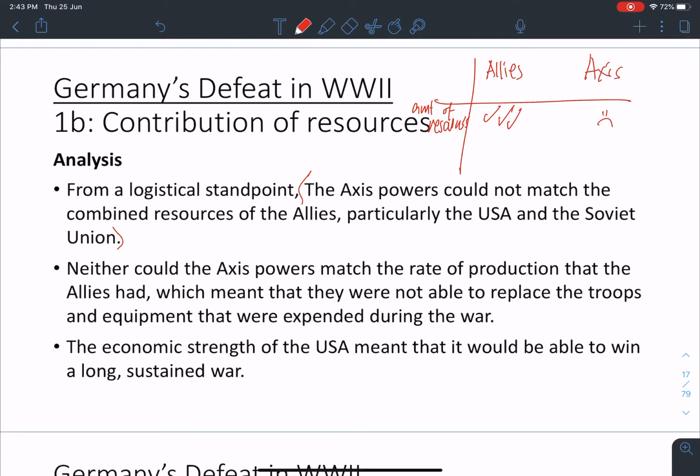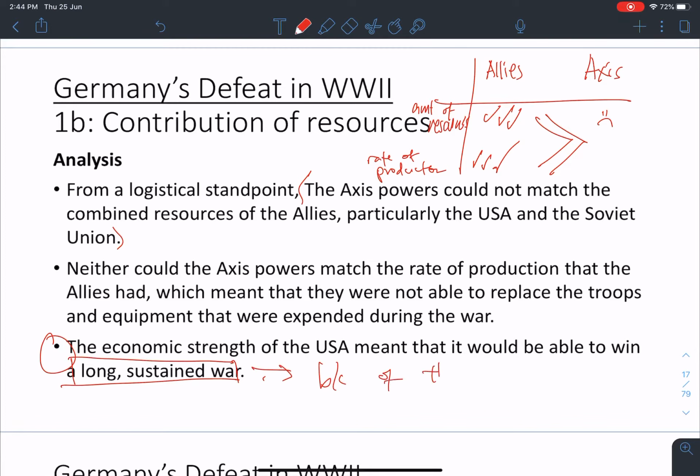Now, not just amount of resources. If you have a lot of resources, but you can't do anything with them, or you can't move quickly enough to mobilize your resources, no use. So it is also the rate of production, how fast you can use your resources. The Allies also win. Why? Because the USA is the most powerful industrial nation on earth. So the key point here is that because of the economic strength, in the long run, the USA can win a long, sustained war because of the logistical advantage.